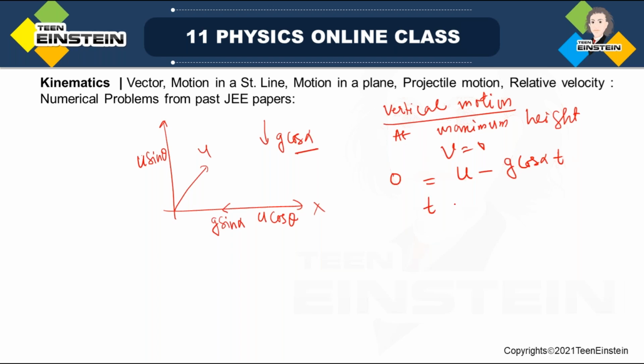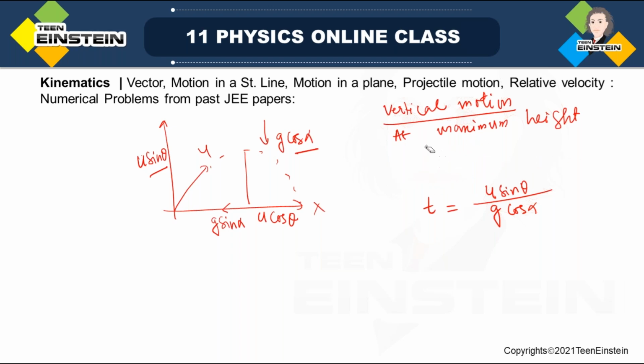So what is t then? What is the time it takes to reach up to the maximum height? That is small t is equal to u. Now this u is not u, this is u sine theta along the vertical direction, u sine theta divided by g cos of alpha. So we have got the time now.